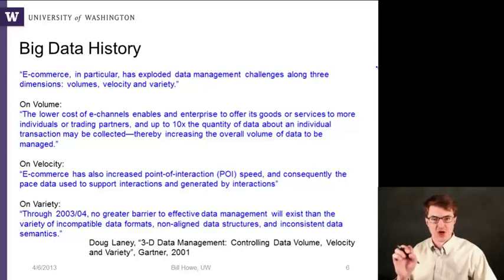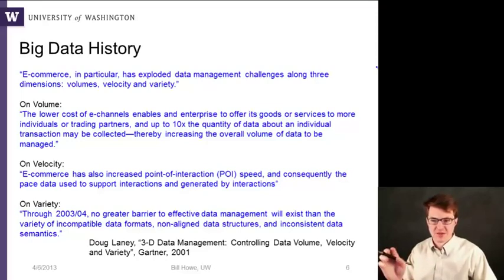Absolutely true that this data exhaust, this point we've made a couple of times, is giving rise to a larger scale of data being collected. And on velocity, well, it's increased the point of interaction speed, right? So this is that need for interactivity that didn't used to be so required, but as the velocity of all business and all transactions increases, so do the constraints on the infrastructure used to process it.